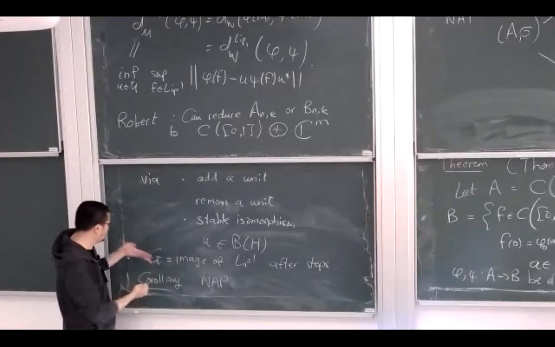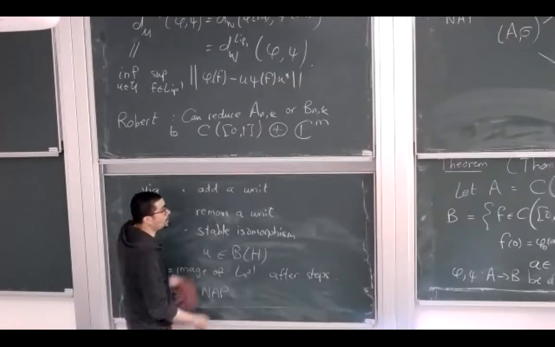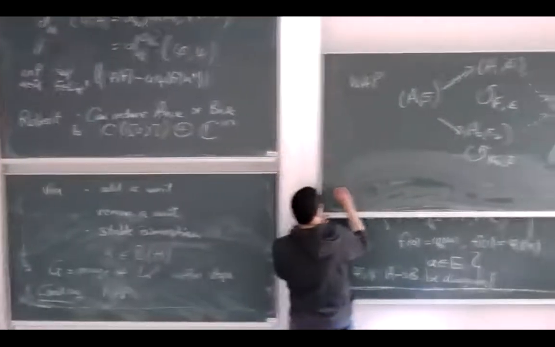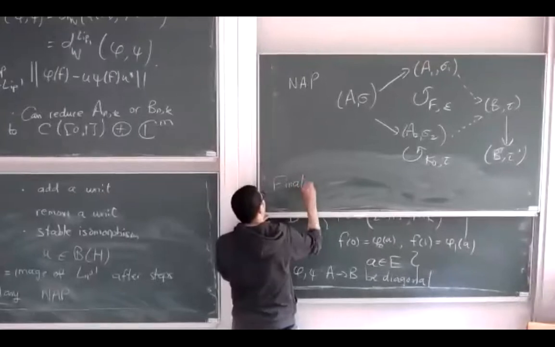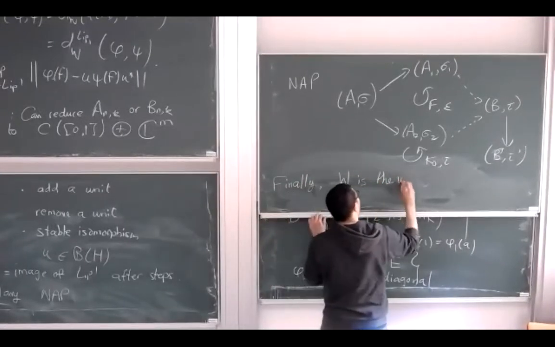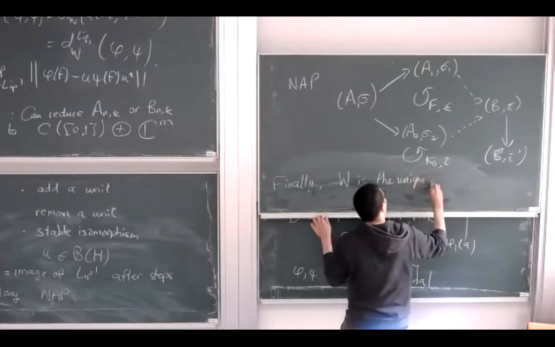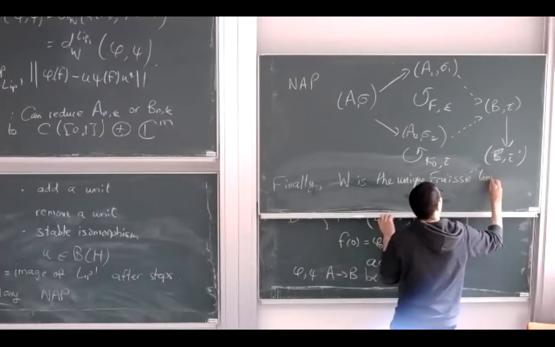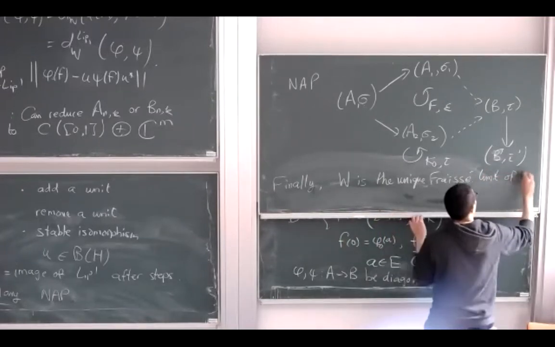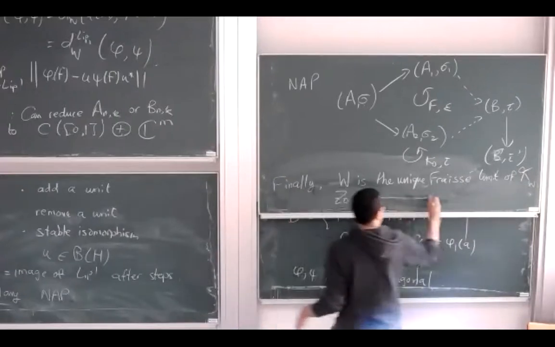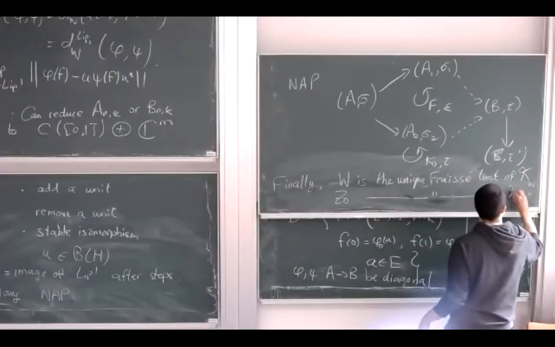So would you get a corollary? And then the final corollary is that, finally, W is the unique Fraïssé limit because it has all the properties of the category KW and Z0 of KZ0.